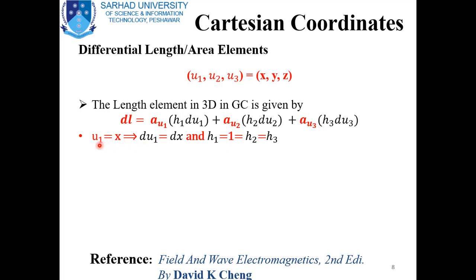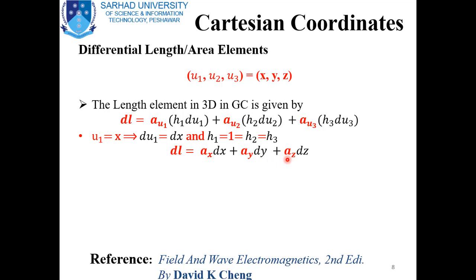And the third component u3 represents the z element and du3 will equal dz. So in this case all the generalized coordinates represent a length dimension, so h1, h2 and h3 will equal 1 in case of the rectangular or Cartesian coordinates. So all the metric coefficients will equal 1. So our final length element will be ax dx plus ay dy plus az dz.